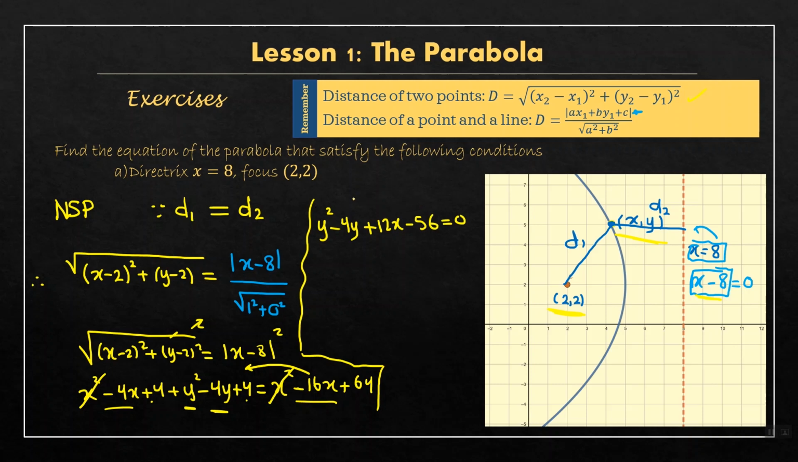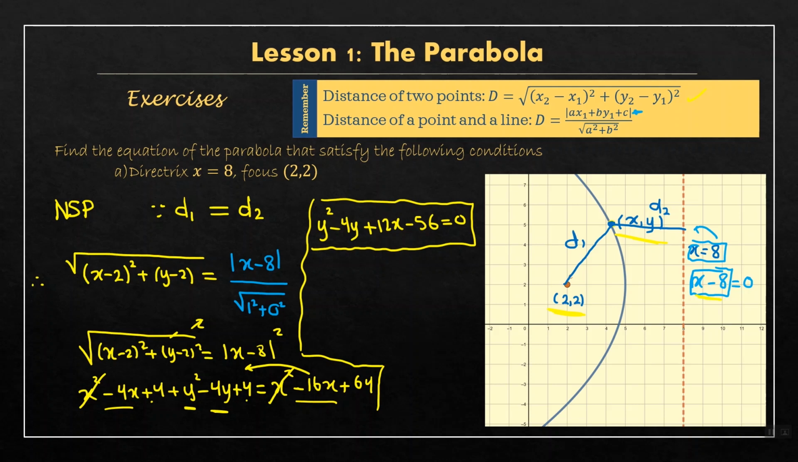This is the equation of this parabola. Look, it looks completely different than what we have seen before, because this is not a standard position. So it looks like y squared plus 12x minus 4y minus 56 is equal to 0.